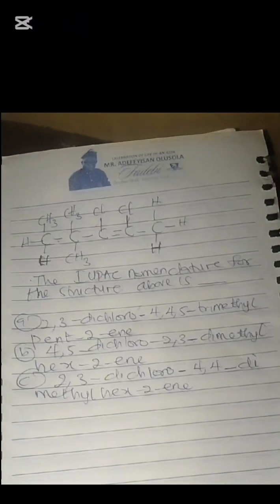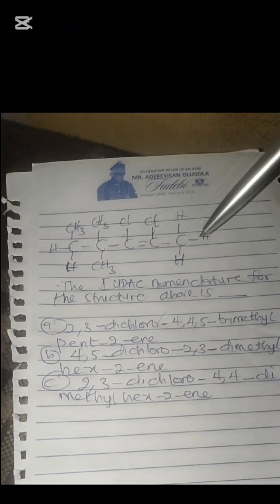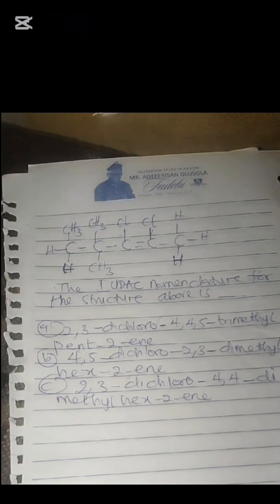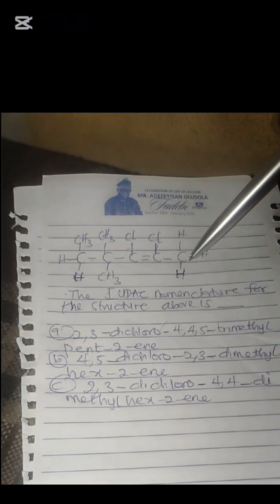All right, amazing students. So this is another question that I want to smash. Very simple question. So now what's the longest continuous carbon chain? We want to get the parent name. So it's 1, 2, 3, 4, 5. And 5 is what? Pent. 5 is pent. So you can just write it somewhere.